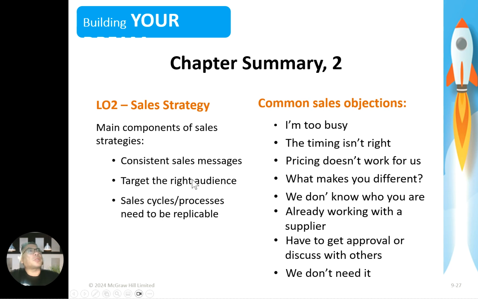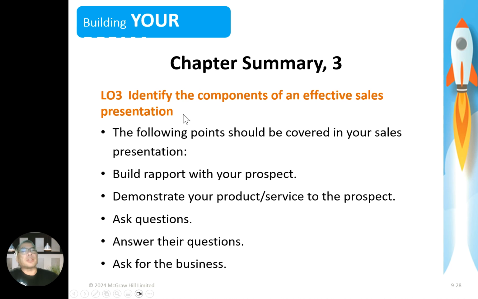The main components of sales are a consistent sales manager, targeting the right audience, and using sales cycles that are replicable. And then common sales objections, these are the things that you will receive. In terms of the chapter summary, the components of effective sales presentations range from building rapport and asking questions to asking for business.